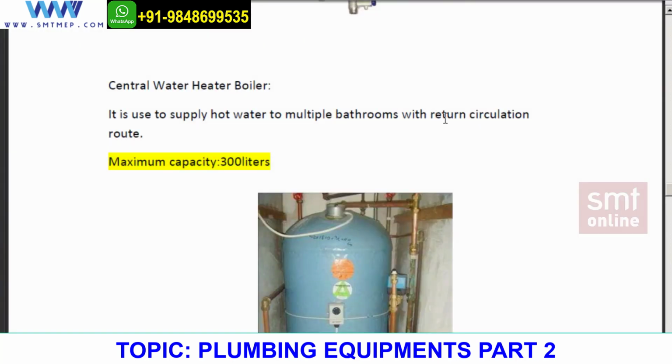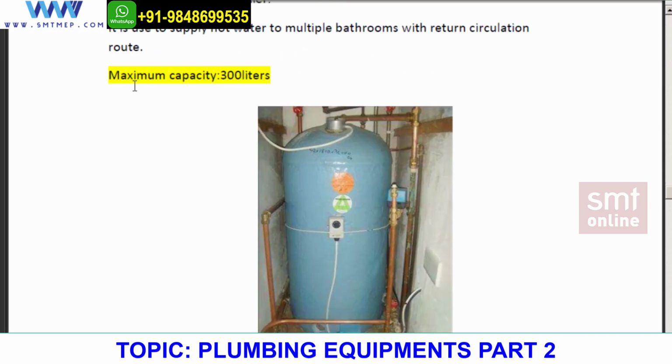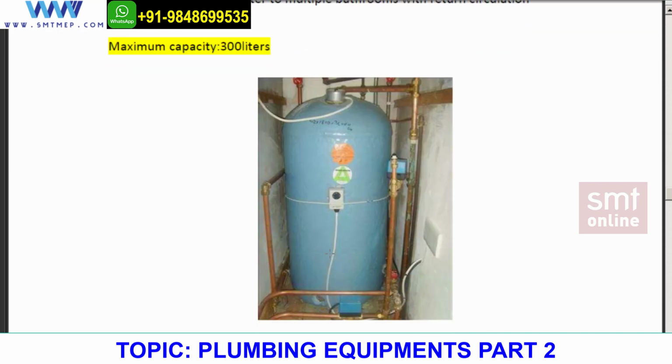So always remember, a central heater means it will have a return circulation line. That means I do have a return line also. The water will be coming back. And this might go to 300 liters of maximum capacity.